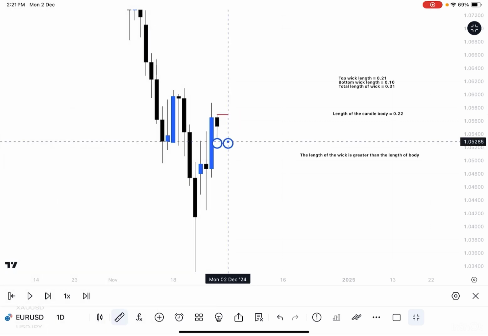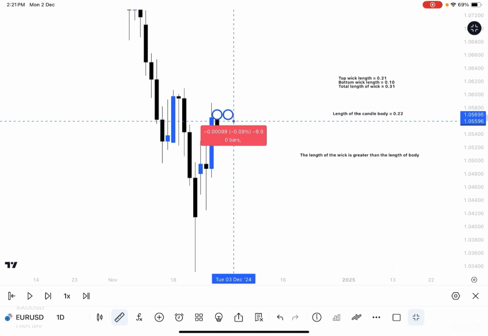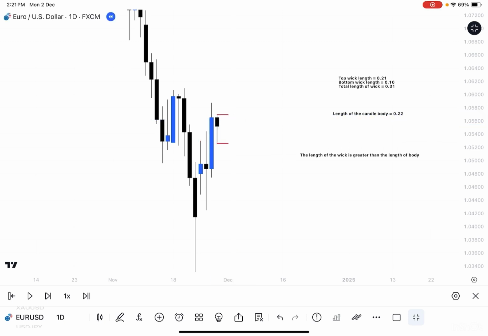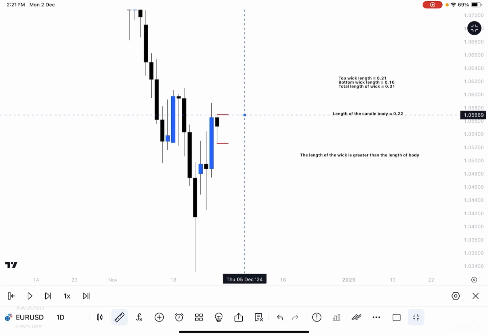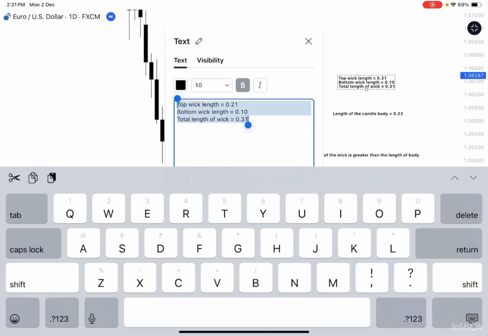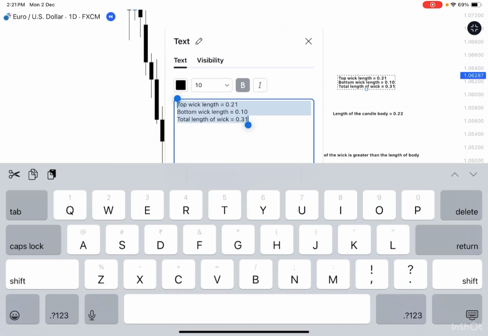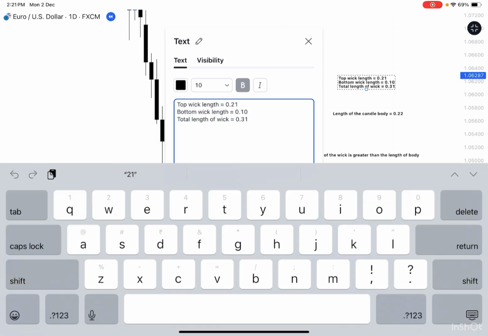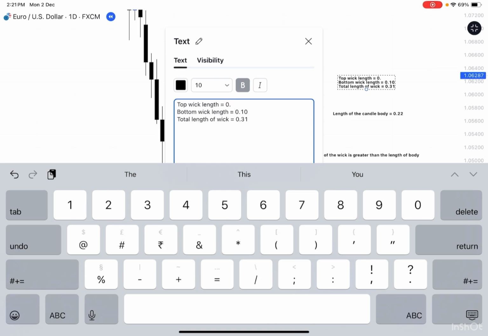Same procedure, measure it. First measure the top of this candle. By measuring the top, we got top wick length 0.04. Here, 0.04.